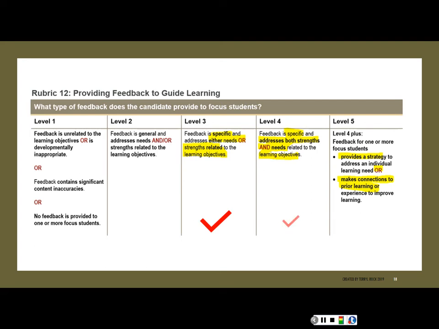So to get a 4, feedback is specific and addresses both strengths and needs related to the learning objective. But to get a 5, which everybody should be able to get on this rubric, then you're going to talk about strengths, needs, and provide a strategy. And it's easier to do than you would think, because you only have to provide that strategy on 1 student. That's what's in the URL. So that strategy does not have to be for all 3 focus students, just for 1.